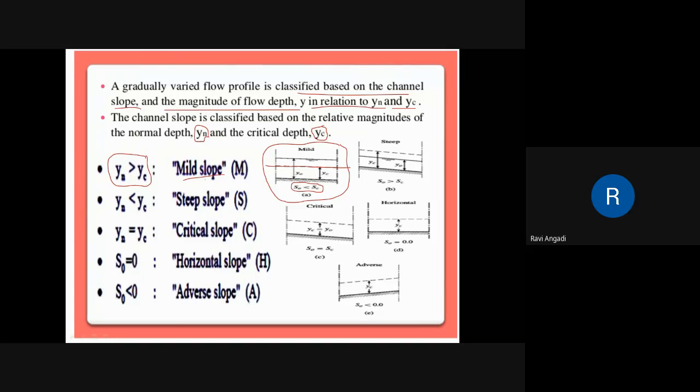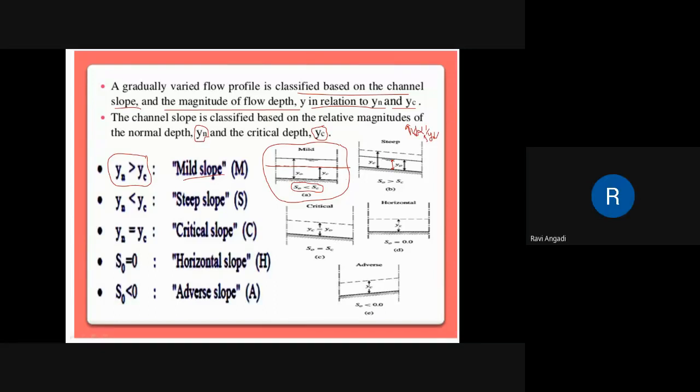If, in reverse, Yn is less than Yc, meaning Yc is here but Yn or Y naught is here, the depth of flow is very small, so it will be flowing very fast, because as you all know, velocity is inversely proportional to depth of flow. Correct? If depth of flow is less, is velocity more or less? More, sir. If depth of flow is high, what about velocity? Less.